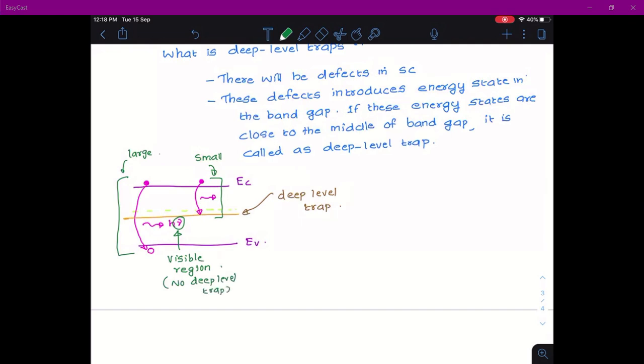and whatever energy is emitted here, the frequency here, if it emits h nu, this is small, which means that it might not be in the visible region. So, this is basically a non-radiative transition. Okay. So, if there is a deep level trap present, the trap will capture the electron going to the valence band. It will emit an energy which is less than that of the visible light, and it is a non-radiative transition.